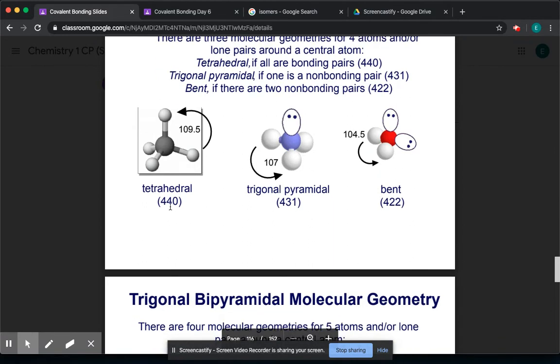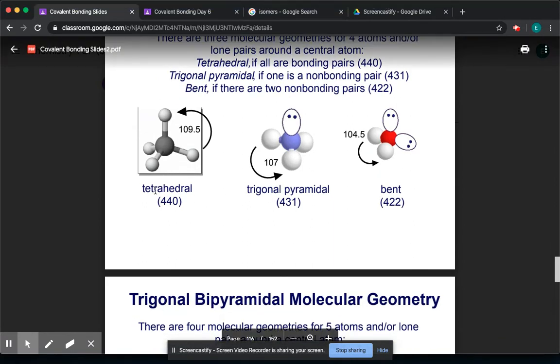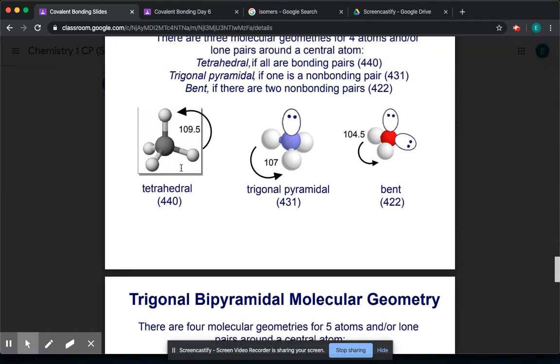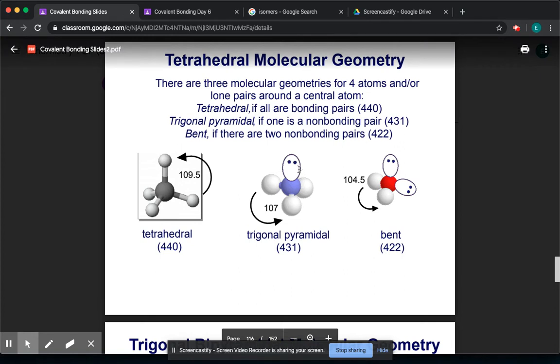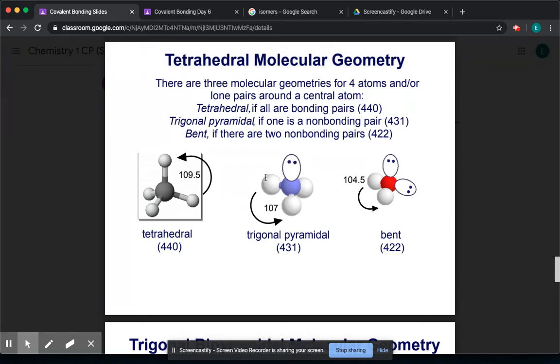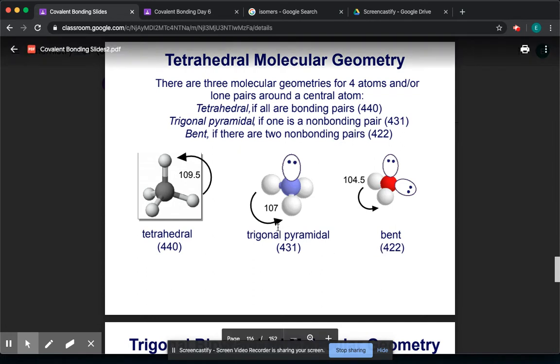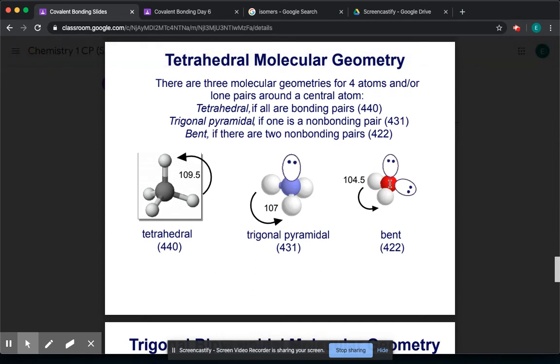So let's say the first number was 4. If the first number was 4, you'd have a tetrahedral shape. But if one of the atoms becomes a lone pair, that's now replaced, and you now have what they consider to be trigonal pyramidal. And if you instead have 2 lone pairs, it now takes a bent shape. And this is water. This would be a water molecule, 1 oxygen, 2 hydrogens, and 2 lone pairs. So this would be an example of water.